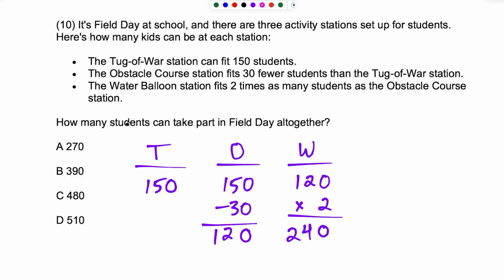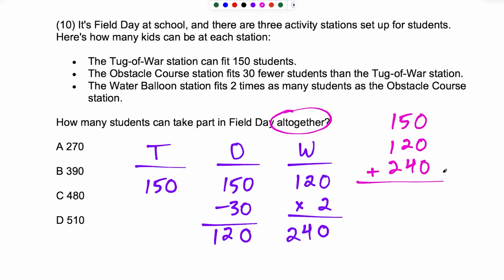But what they're asking here is how many students can take part in field day altogether. Okay, so this will tell us to add everything up. We're going to go 150 plus 120 plus 240. So we add all three of these, and now we have 0 plus 0 plus 0 is 0. We have 5 plus 2 is 7. 7 plus 4 is 11. So we write our 1 and we carry the 1 up here. Now we have 1 plus 1 is 2, plus 1 is 3, plus 2 is 5. So this tells us that 510 students can take part in field day altogether. Choice D is our answer.